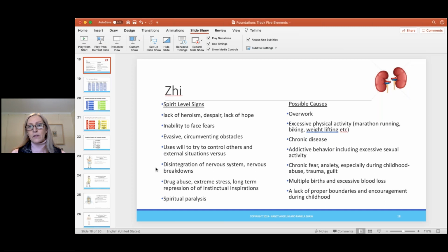So some causes: extreme overwork, excessive physical activity. This is really true. This water element can really become whacked out with excessive exercise, marathon running, biking, weightlifting, but to the extreme. Chronic disease. I see a lot of these people. Addictive behavior, including excessive sexual activity, chronic fear, chronic anxiety, childhood issues, multiple births.